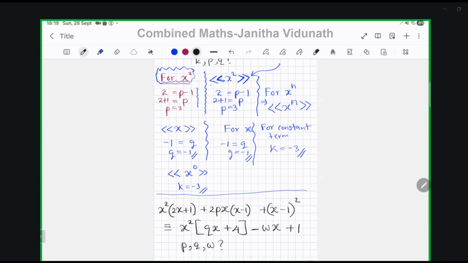On the left hand side of the identical sign, we have x square times 2x plus 1 plus 2px times x minus 1 plus x minus 1 whole square. On the right hand side, we have x square times qx plus 4 minus wx plus 1. Try to find p, q, w. I will give 2 minutes for this. After doing, send me the answers via WhatsApp.